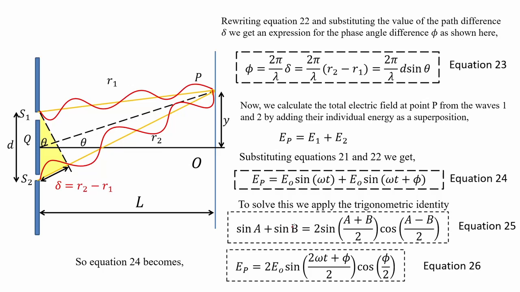Rewriting equation 22 and substituting the value of the path difference delta, we get an expression for the phase angle difference phi, as shown in equation 23. Now we calculate the total electric field at point P from waves 1 and 2. This is done by adding their individual fields as a superposition, shown in the equation here. Substituting equations 21 and 22, we have equation 24 for the field at point P. To solve for this, we apply the trigonometric identity shown in equation 25. So we simplify equation 24 and it becomes equation 26.